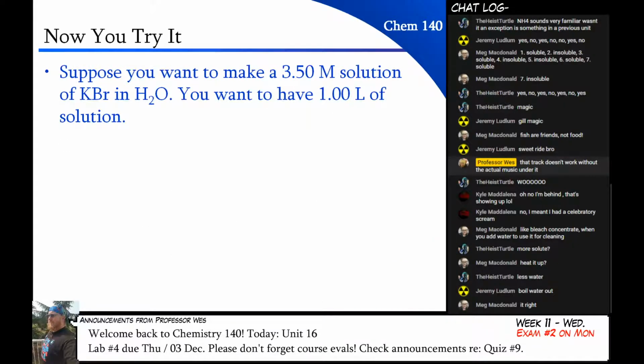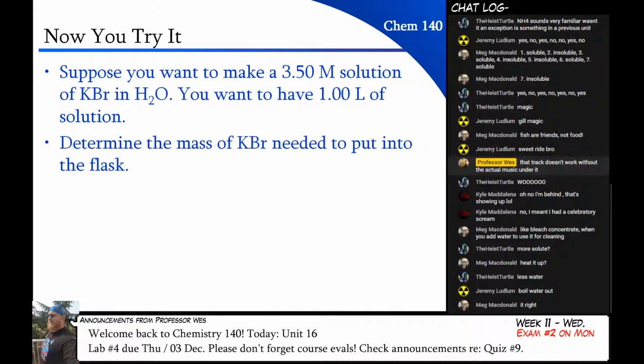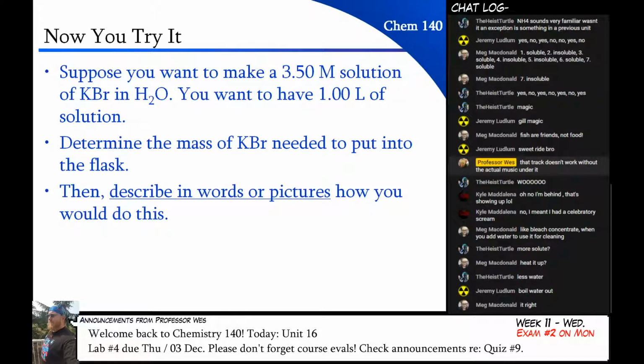All right, so let's do an example here. Let's suppose that you want to make a 3.5 molar solution of KBr, and you still want 1 liter of solution. What I want you to do is tell me how much KBr you need to put in the flask. So use the expression for molarity that I just showed you, and figure out how much KBr you need in grams. And then what I want you to do is describe how you'd make a solution in a few words or pictures for each of the steps.